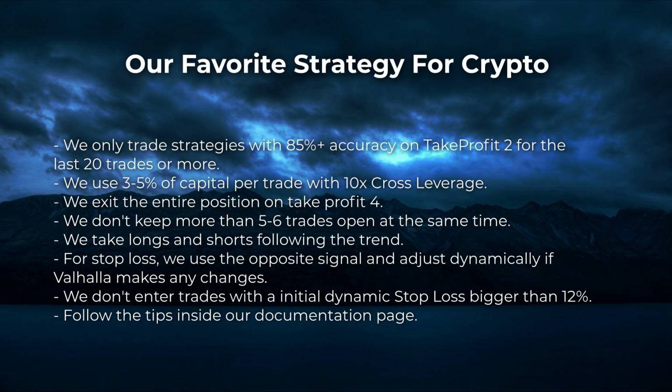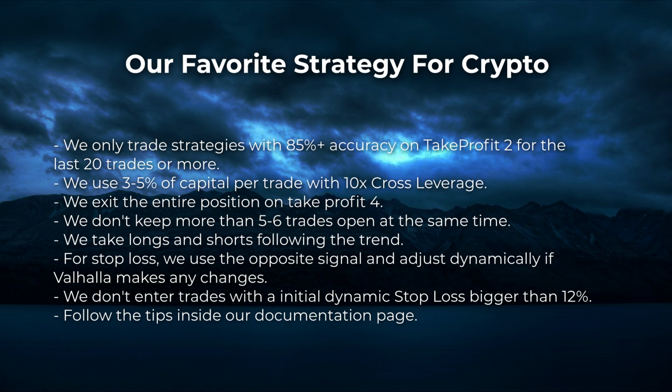Here is a more detailed overview of our favorite strategy for crypto. We only trade strategies with 85% plus accuracy on take profit 2 for the last 20 trades or more. We only use 3 to 5% of capital per trade with a 10 times cross leverage. We exit the entire position on take profit 4. We don't keep more than 5 to 6 trades open at the same time. We take longs and shorts following the trend. For stop loss, we use the opposite signal and adjust dynamically if Valhalla makes any changes.